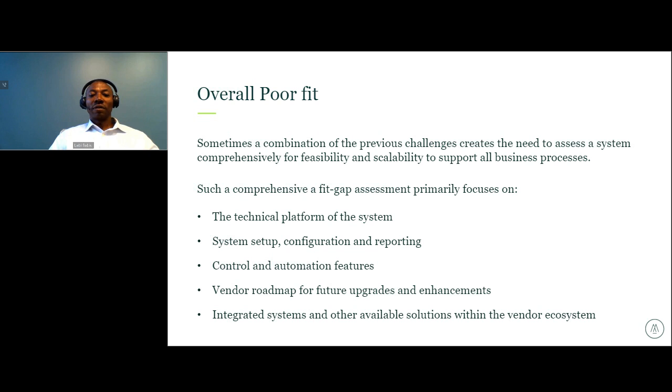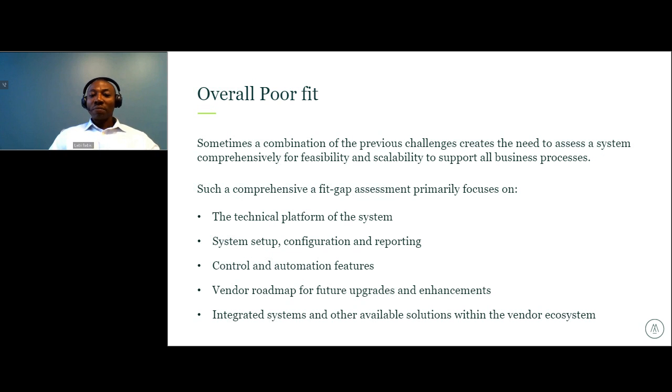With a comprehensive fit gap assessment, using our methodology, we move in and document and prioritize the client's functional requirements. Then we assess the system's ability to meet the requirements with a focus on the items listed here. That is, number one, the technical platform of the system: setup, configuration and reporting, the control automation features, which are all topics we've talked about. So it's really a combination of looking at all of this.